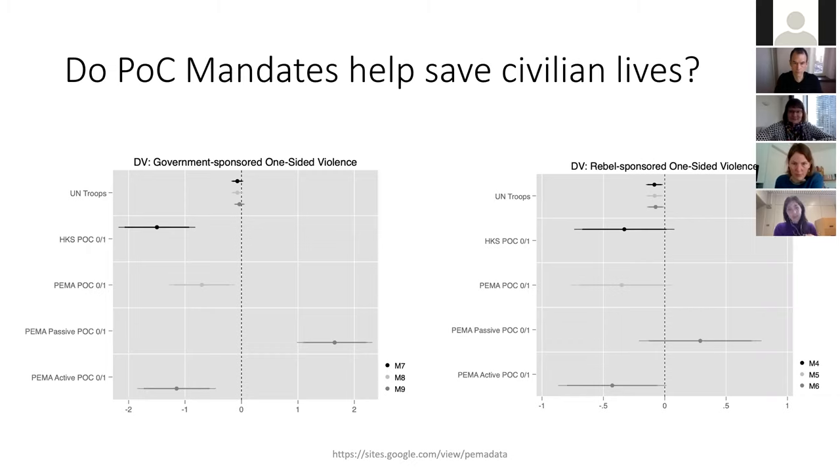And more specifically, when you disaggregate passive and active protection of civilians, you see again that actively protecting civilians, provision of this type included in the mandate, reduces the number of civilians that get killed by the government, but just including passive protection of civilians, hence a less robust version of that, we could say, seems to actually backfire in a way.